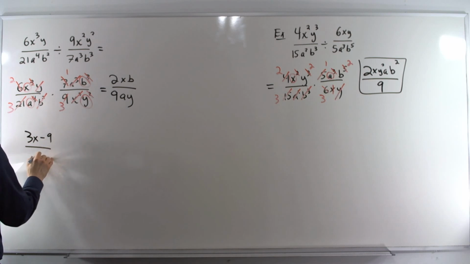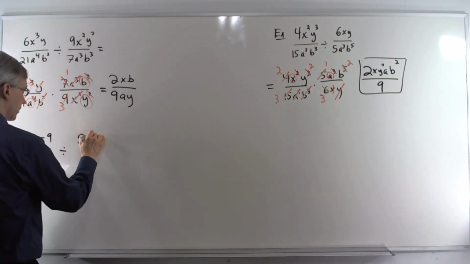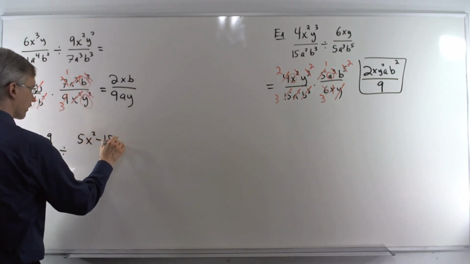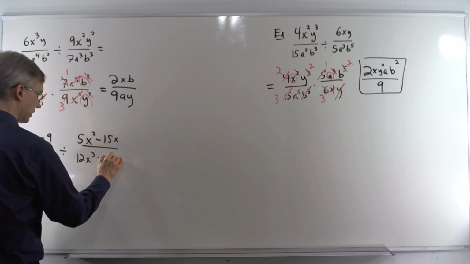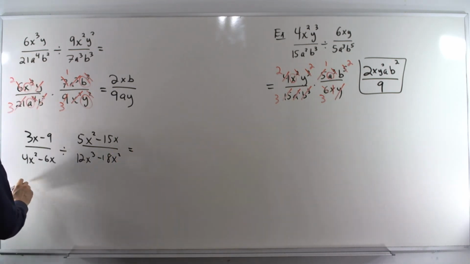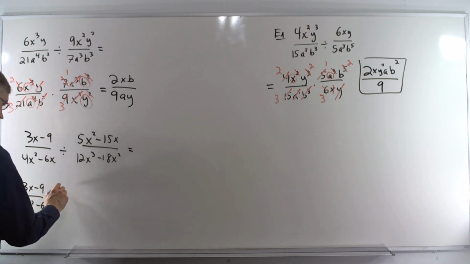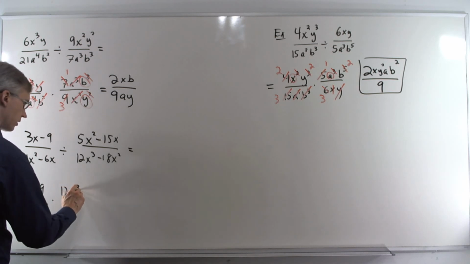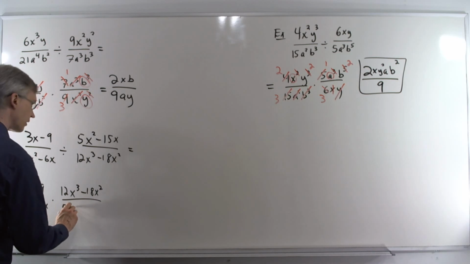3x minus 9, 4x squared minus 6x divided by 5x squared minus 15x over 12x to the third minus 18x squared. Convert to multiplication. Flip that second fraction.